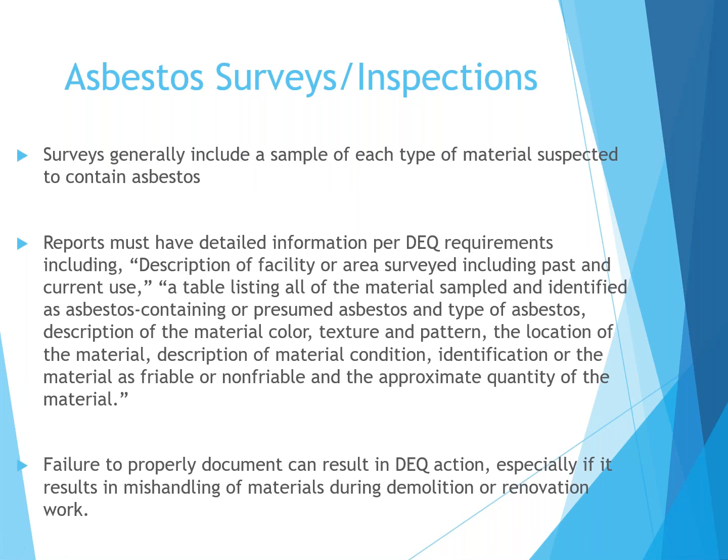Surveys generally include a sample of each type of material. Again, we're going to go through this quickly. This is part of the list of what's required: basically everything you can imagine about the whole process of testing. All the materials, all the types of potential asbestos, the locations, color, texture, pattern, time of when it's collected, friable, non-friable, as well as an approximate quantity of the material. So again, failure to do any of this, not to be fear-based, but just know DEQ does find asbestos issues probably more than just about anything I see on a regular basis.